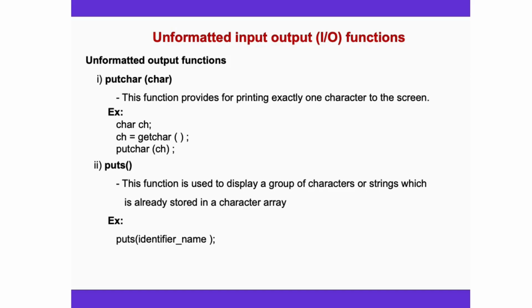Next, unformatted output functions. Here we are going to see about two functions, putchar and puts. putchar: this function provides for printing exactly one character to the screen. Example, the same example: char ch = getchar(). First we receive a single character from the keyboard, then we send that input to the screen by putchar(ch). Next, puts: this function is used to display a group of characters or a string which is already stored in a character array. Example: puts, with the identifier name. For example, if our input is in the string variable str, then we have to pass str here.